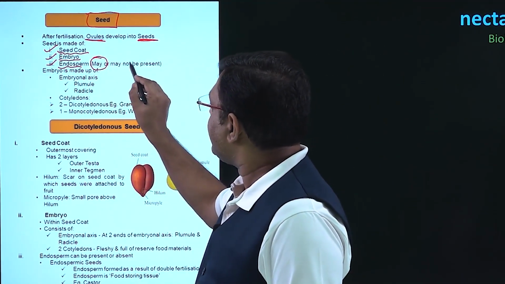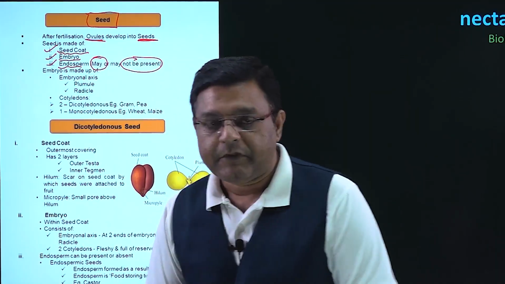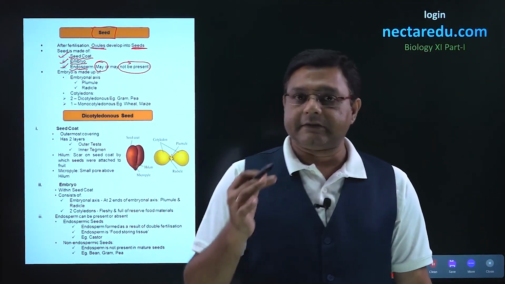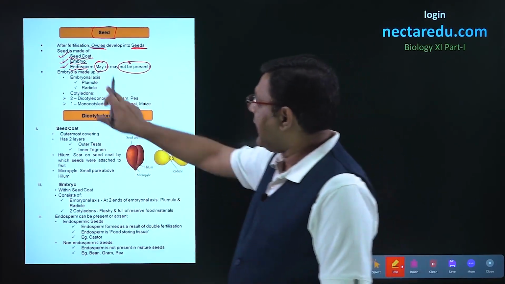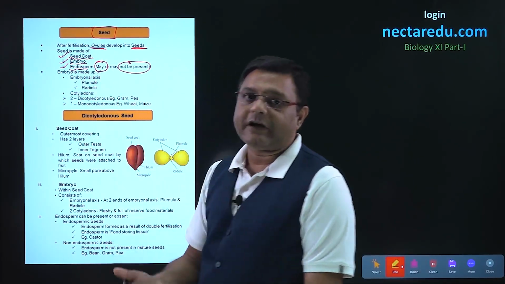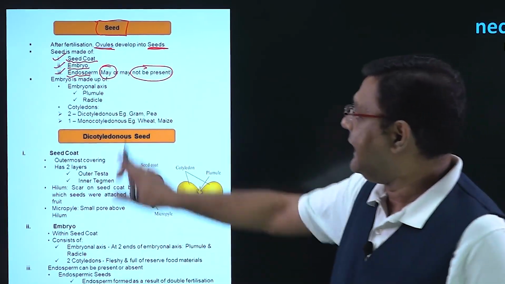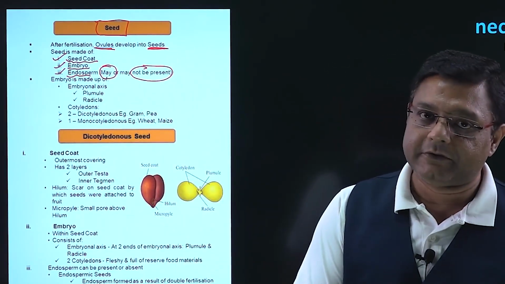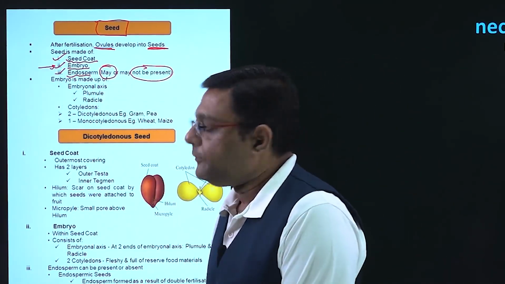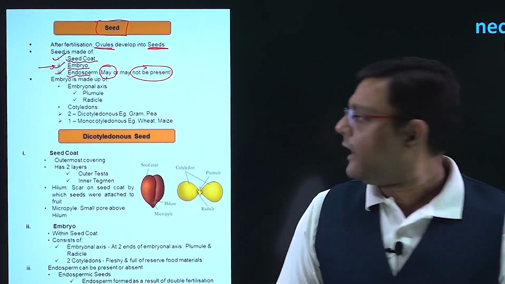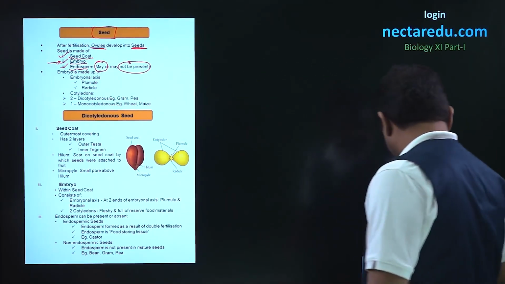This may be present or this may be absent. So, out of the three parts, a seed will certainly have seed coat and embryo, but endosperm will be present in some seeds and it will be absent in some seeds. Talking of the structure of embryo, embryo has two parts present in it.